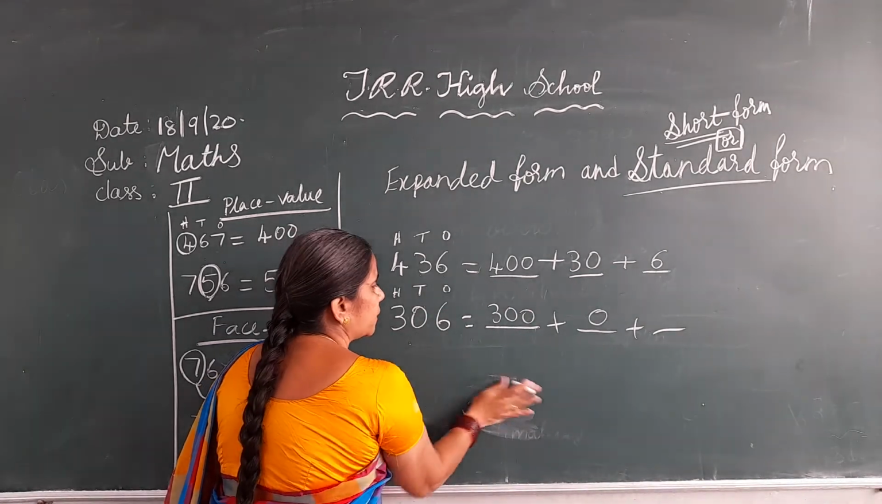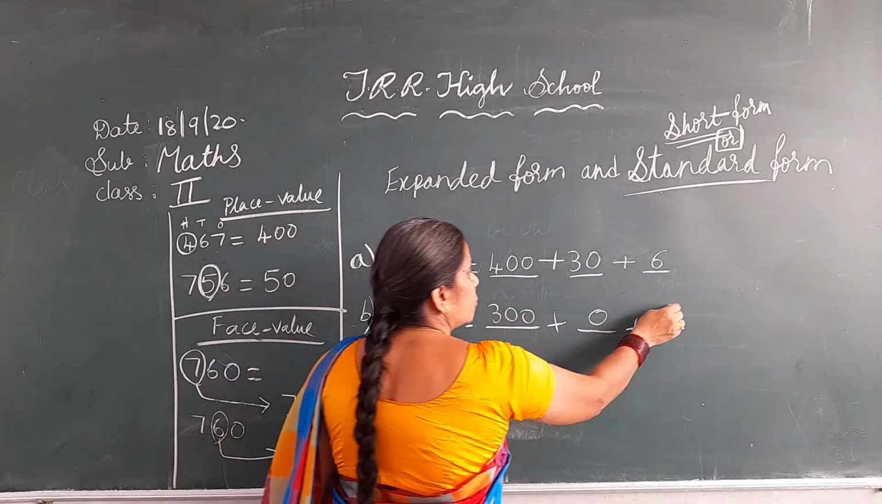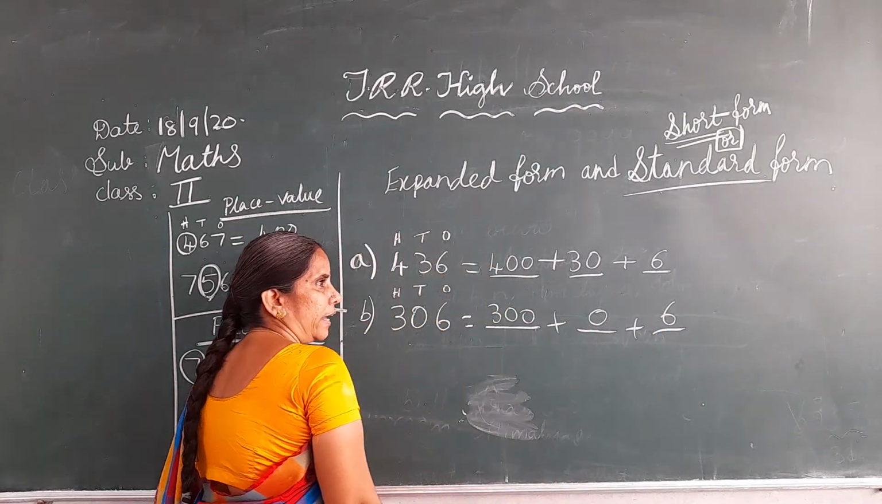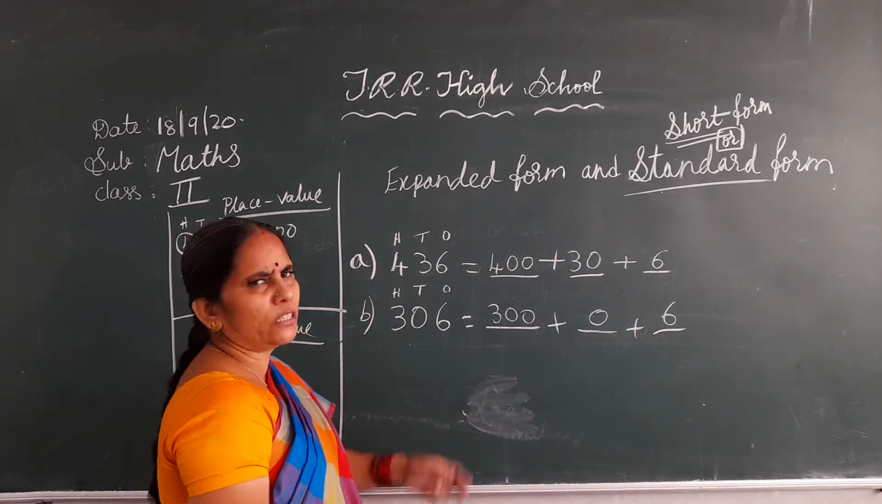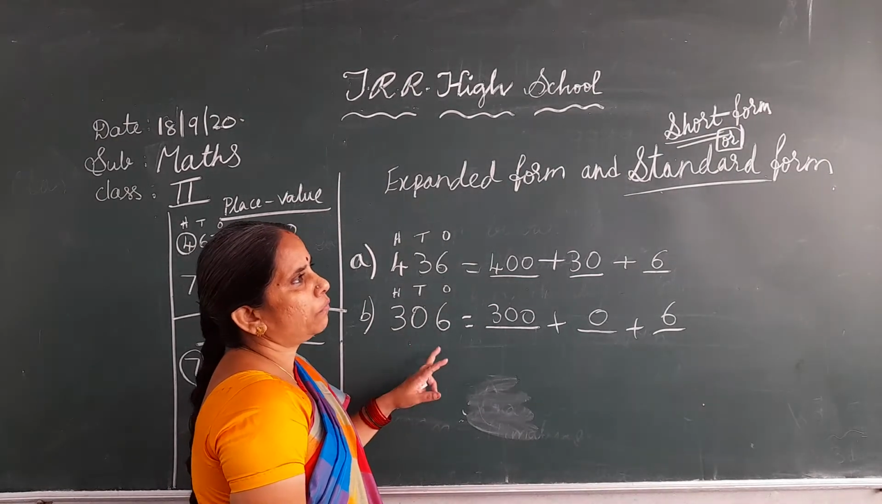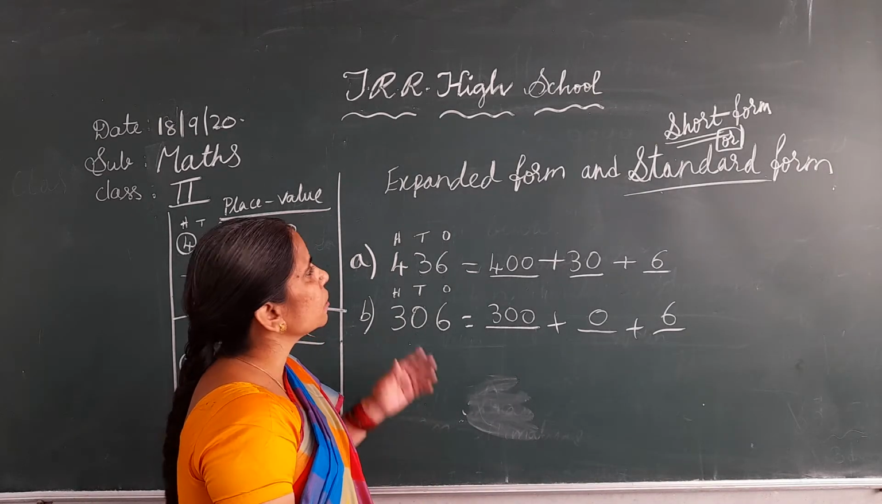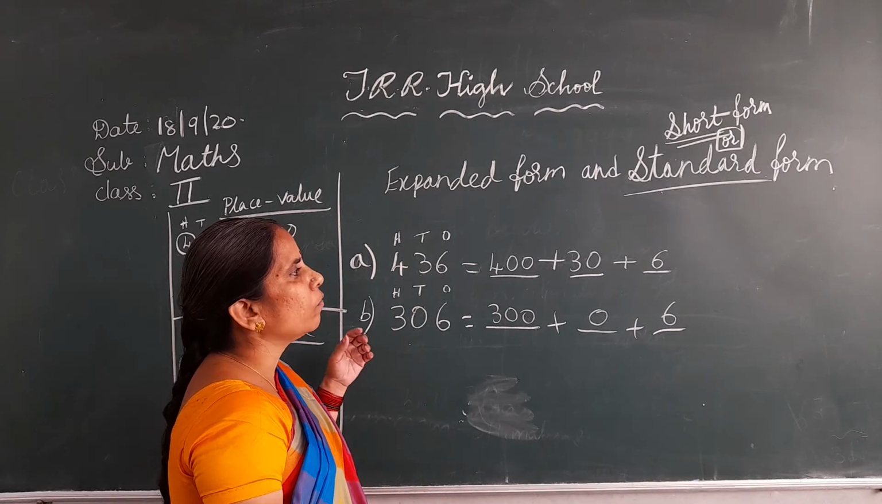Understood? Now the next place is 6. 6 is there in the ones place, so the single digit 6 you will write. If 0 is there, it means nothing is put for that place. Wherever the place, whether it is the tens place or the ones place, put 0 in that place. Like this you will write the expanded form.